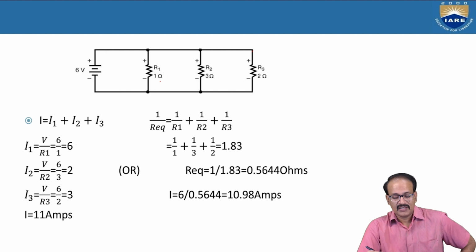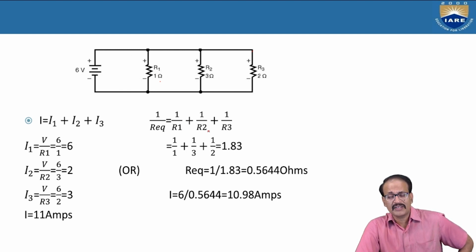I can go another way also: 1 by R equivalent is equal to 1 by R1 plus 1 by R2 plus 1 by R3, because this is a parallel circuit. R1 is 1, so 1 by 1. R2 is 3, so 1 by 3. R3 is 2, so 1 by 2. So 1 by 1 plus 1 by 3 plus 1 by 2. If I simplify, I get 1.83.